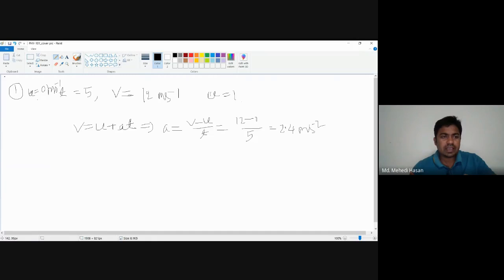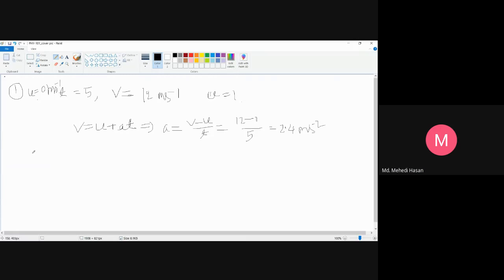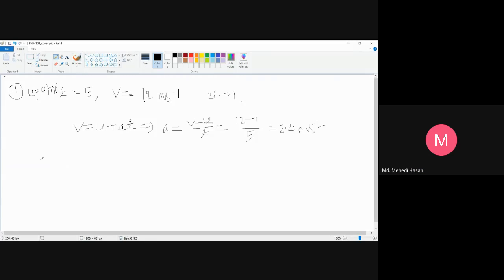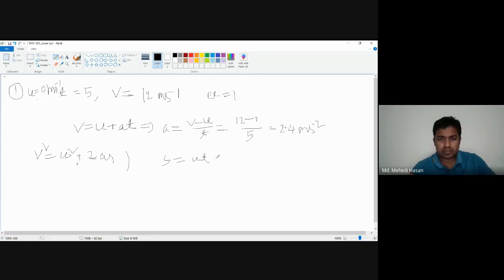Now if the same question asks to find out the displacement at t equal to 5 seconds, first we have to find the acceleration. We know the displacement equations: v square equal to u square plus 2as, or another equation, s equal to ut plus half at square. Since the question is given at a certain time, t equal to 5, we have to use s equal to ut plus half at square.